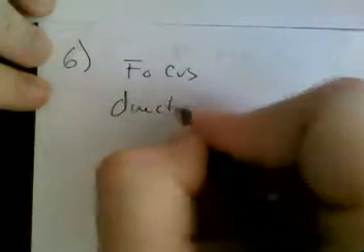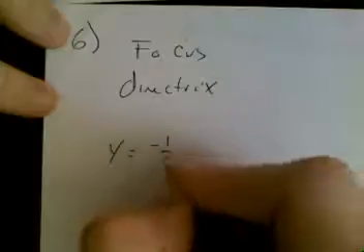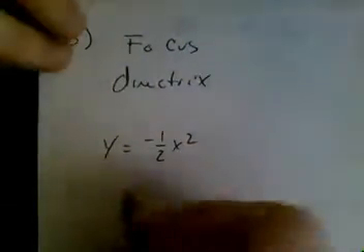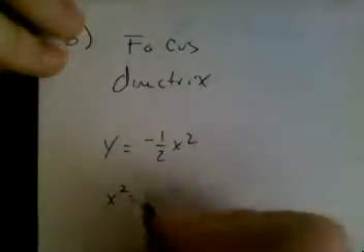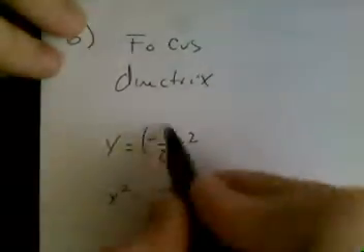So, example number 6 says find the focus and the directrix if I was given y is equal to negative 1/2 x squared. Now, for me to be able to play with this, I want to see it as x squared is equal to something. So I'm going to go ahead and make it look like negative 2y, multiplying both sides by negative 2.